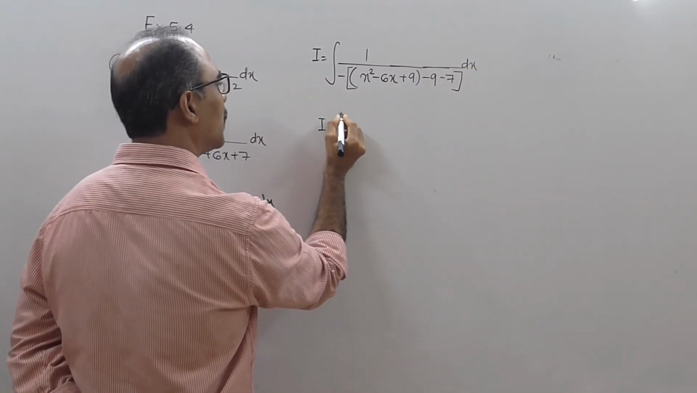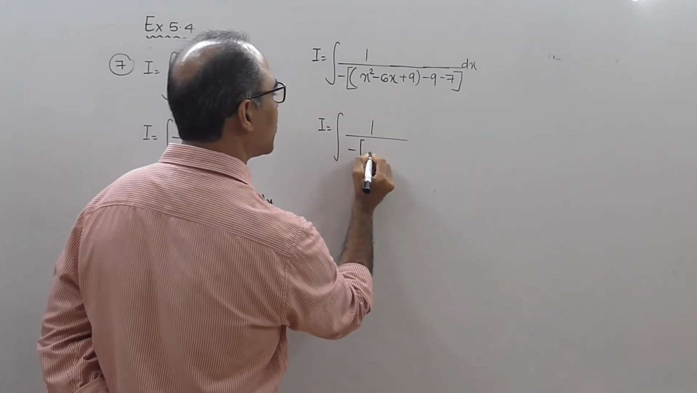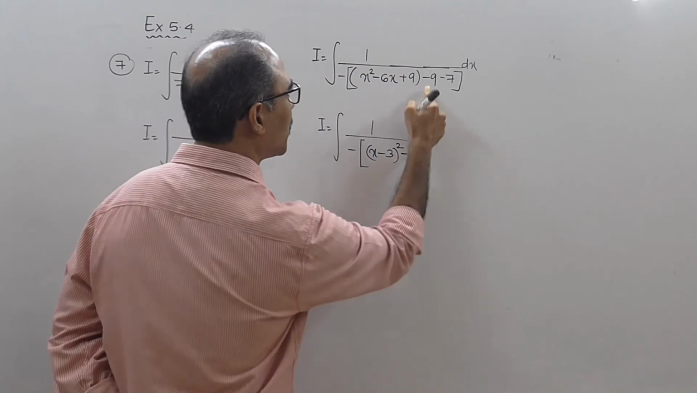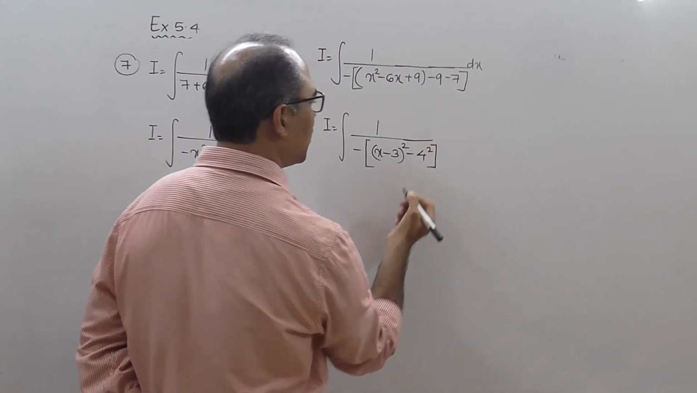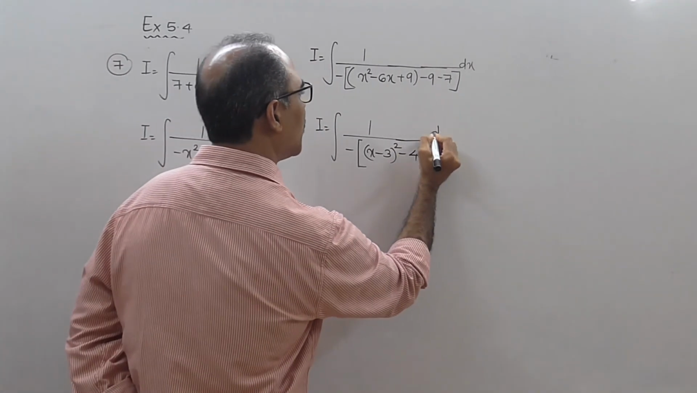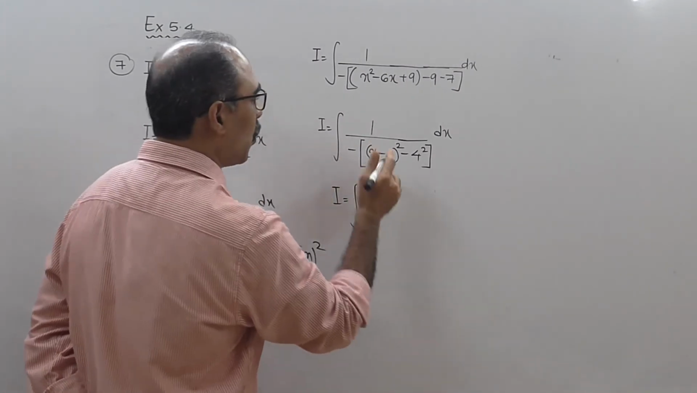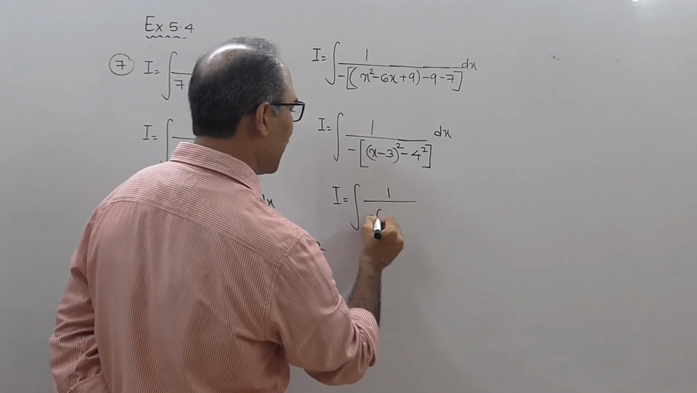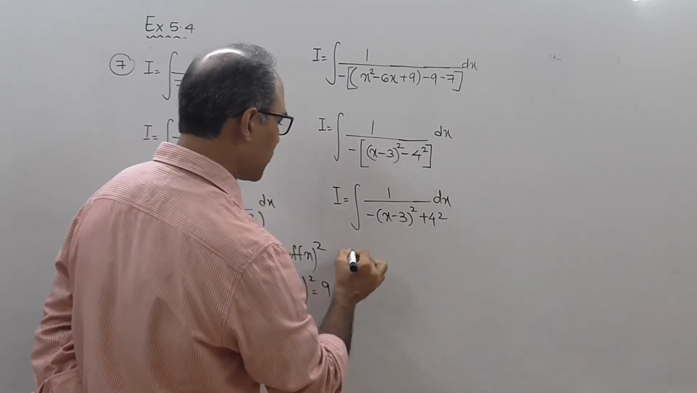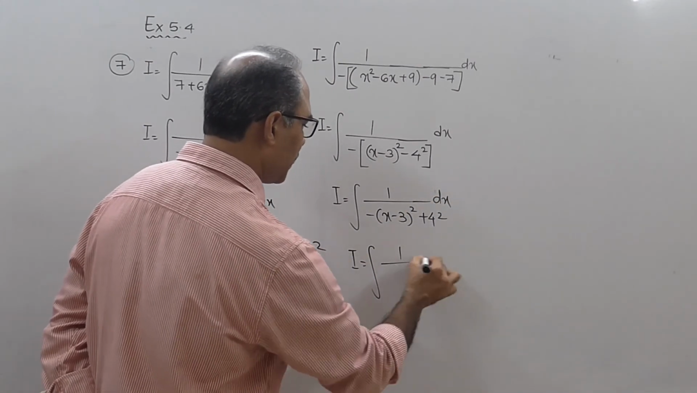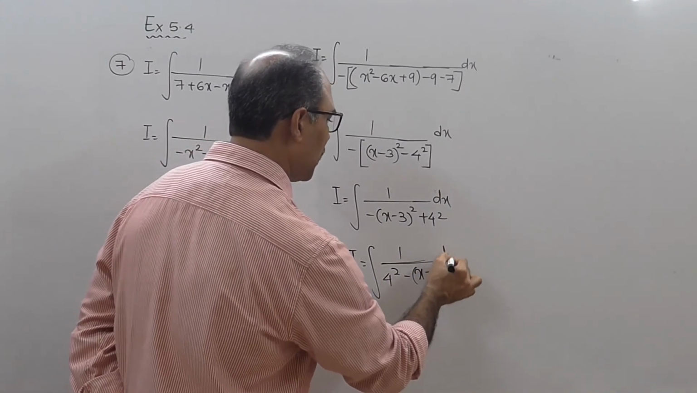So we get I equal to integration 1 upon minus inside the bracket x square minus 6x plus 9 is x minus 3 the whole square, and this is minus 9 minus 7, it is minus 16. Minus 16 is 4 square minus 4 the whole square. With that you will have dx. Now what you do is push the minus sign inside, means open the bracket. If you open the bracket, this will become minus x minus 3 the whole square plus 4 square and dx. So I will be equal to integration, right, 4 square first followed by x minus 3 the whole square dx.